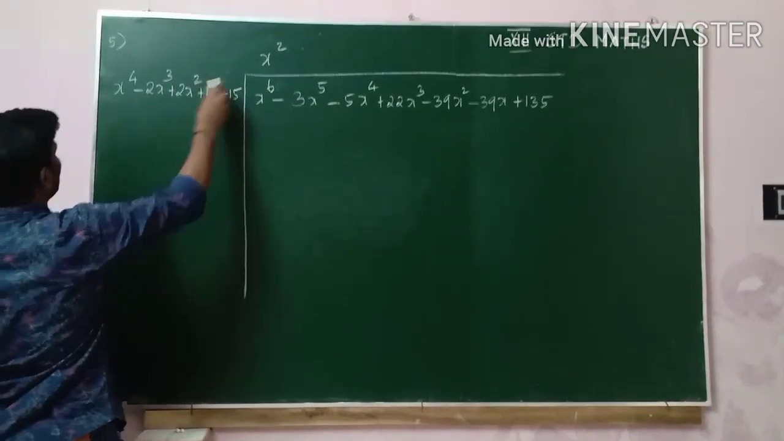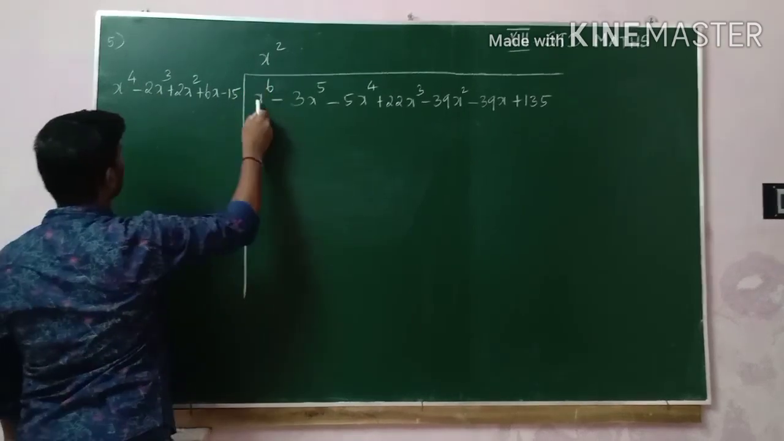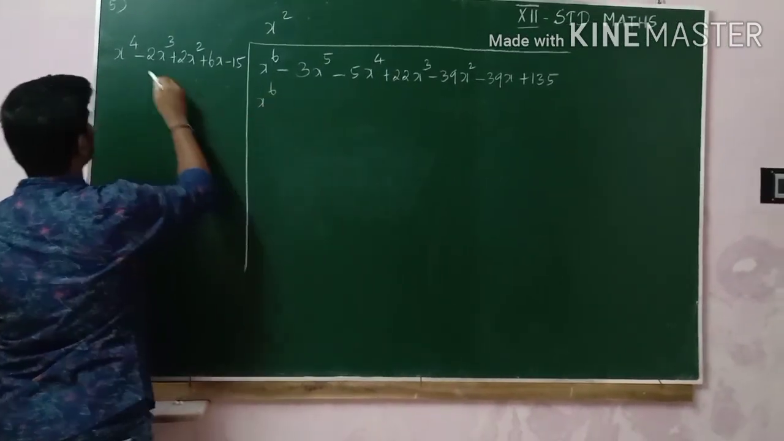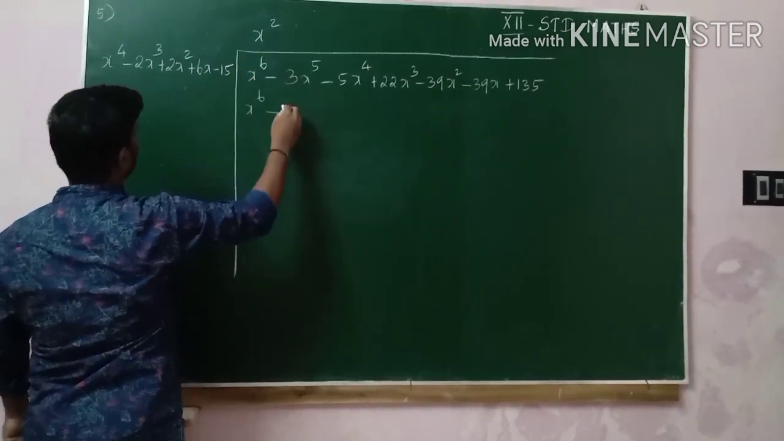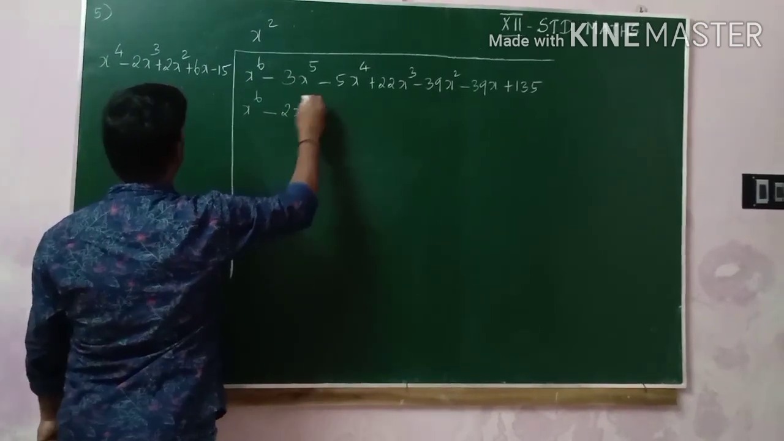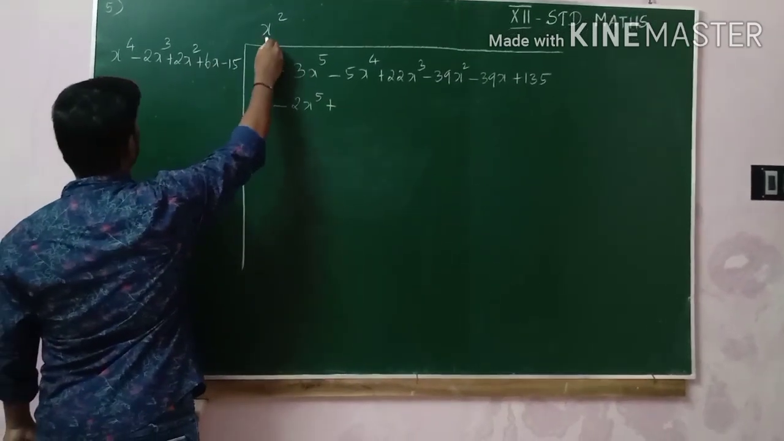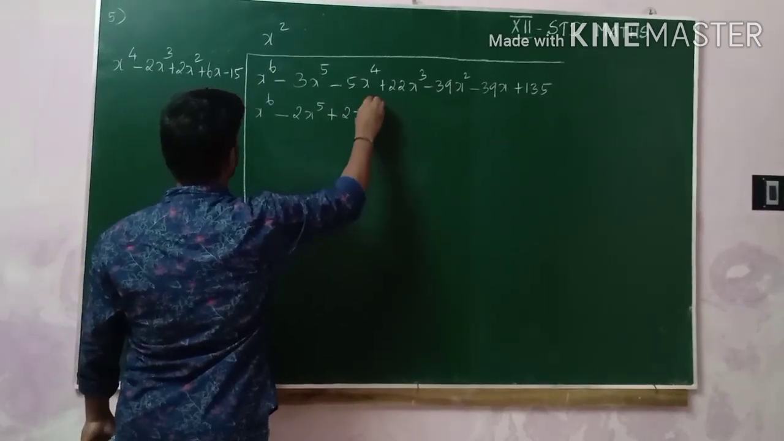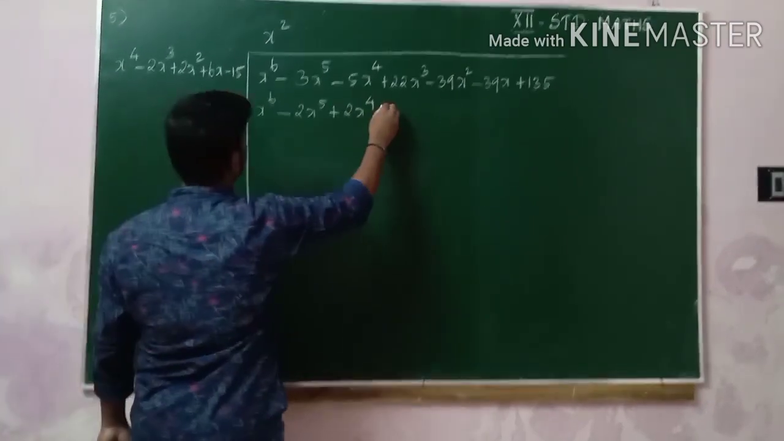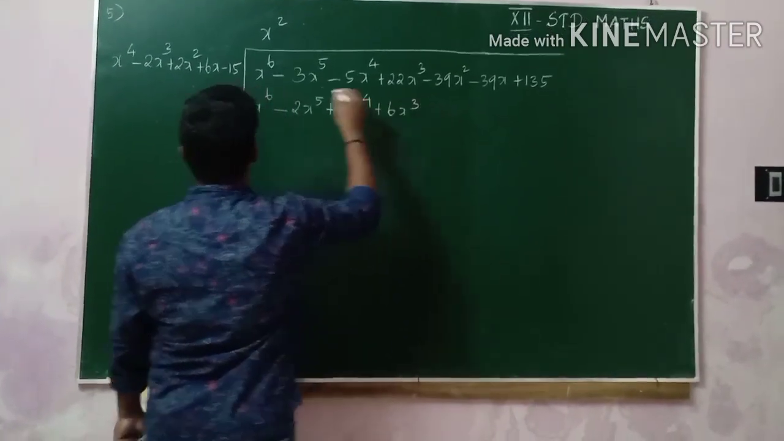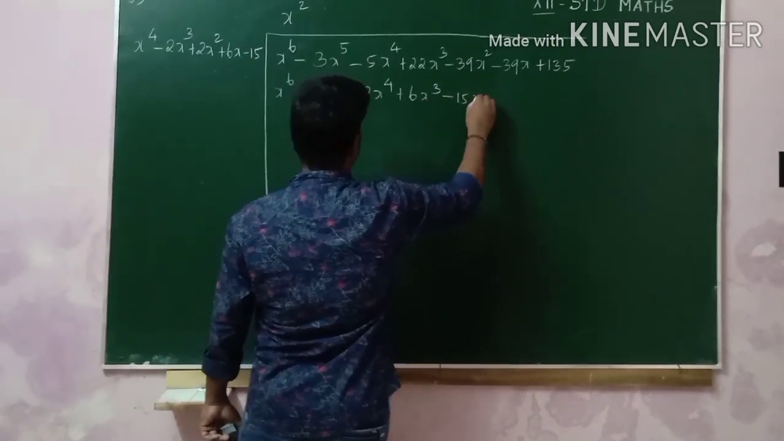x power 4 multiplied by x square gives x power 6. So x power 4 into x square, x power 6. Minus into plus, minus 2x cube into x square is minus 2x power 5. Then plus into plus, plus 2x square into x square is 2x power 4. Then plus into plus, plus 6x into x square, 6x cube. Then minus into plus, minus 15 into x square, 15x square.